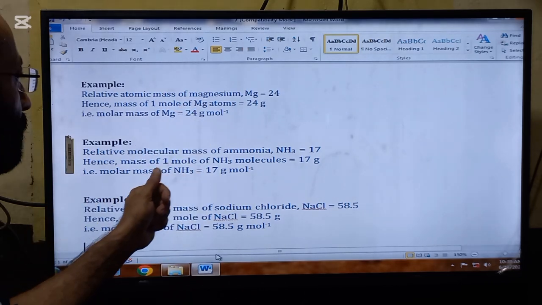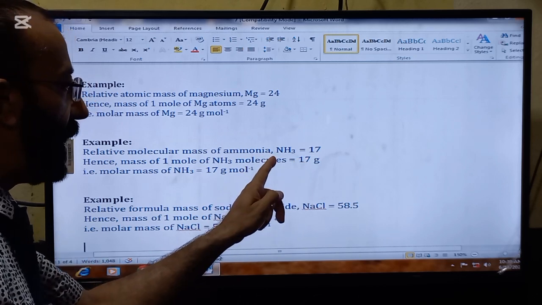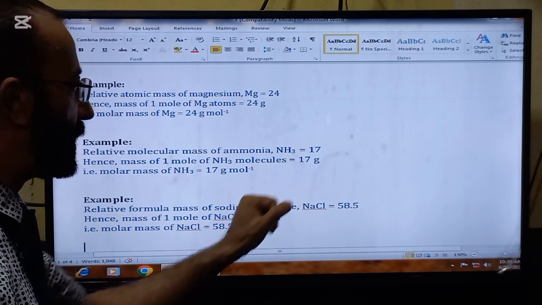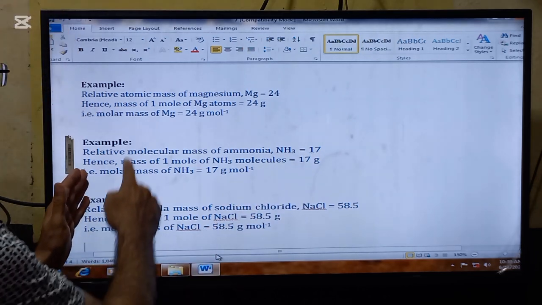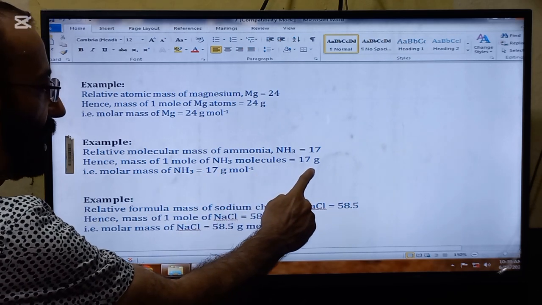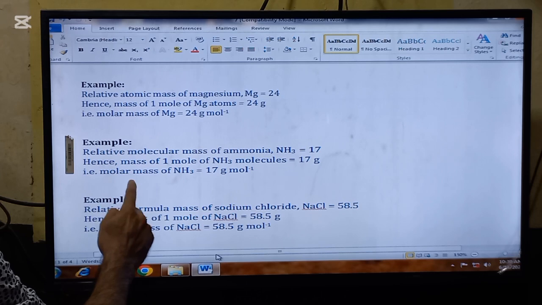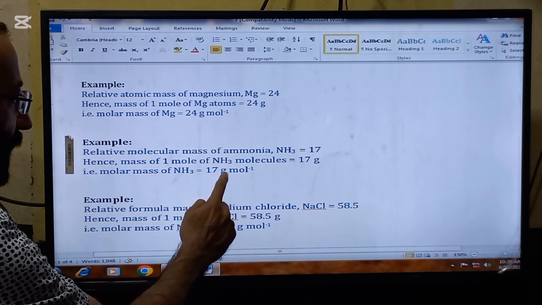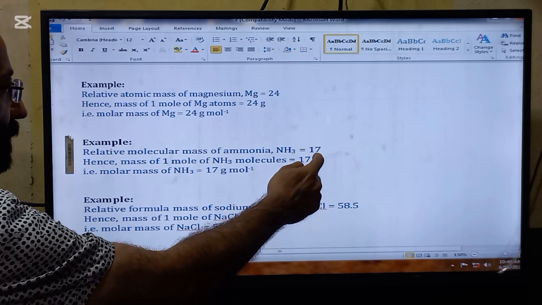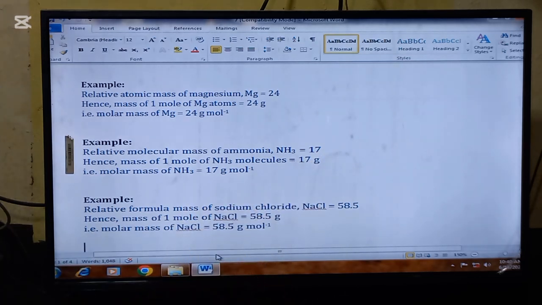The relative molecular mass of ammonia is 17, because N is 14, H is 1, so 1 times 3 is 3, plus 14 will be equal to 17. The next steps will be the same. Hence the mass of 1 mole of ammonia molecules is 17 grams, so gram is put with it. The molar mass of ammonia is 17 grams per mole. So look here, gram, and here, gram per mole is put with the 17.